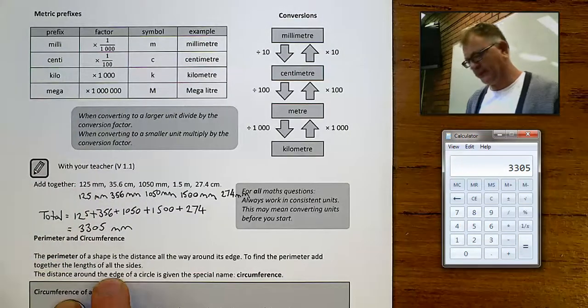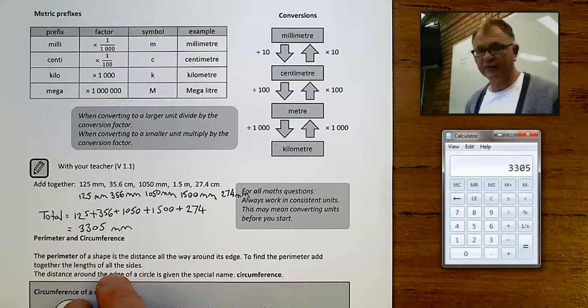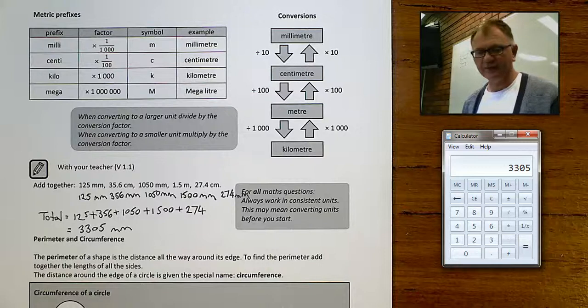You could express that in meters if you want. Divide by 1,000 and that's 3.305 meters. The answer's okay as it is there.